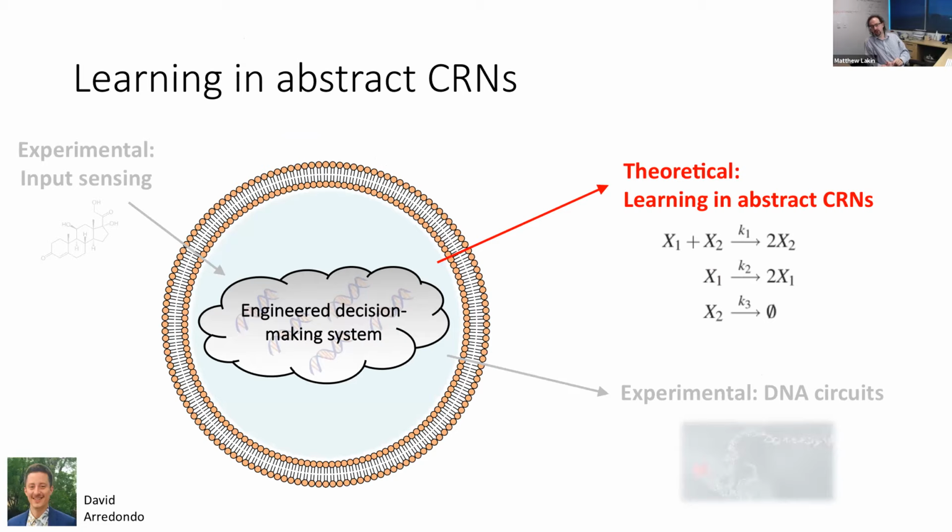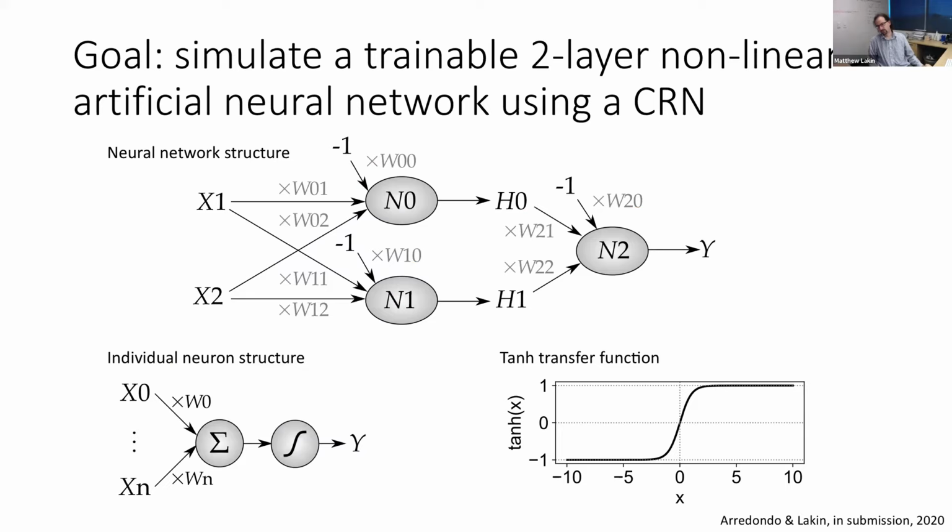So for the rest of the talk, I wanted to present a number of different projects that have been going on in my group in relation to this general area, both theoretical and experimental. The first one that I want to mention has been work done with a grad student, David Arredondo, on theoretical work on learning in abstract chemical reaction networks of the kind shown in the previous slide. And the goal of this work is to simulate a trainable two-layer nonlinear neural network using a CRN.